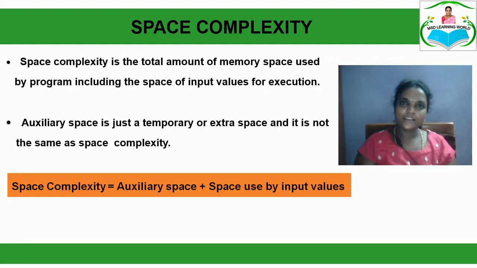Space complexity is the total amount of memory space taken by the algorithm, by the program, for its execution. The total amount of memory space is determined by the number of input values that you have used in your algorithm. So the space complexity is the sum of the space occupied by the input values and some auxiliary space that is utilized by the algorithm. The auxiliary space is nothing but some extra or temporary space that is used by the algorithm. So the space complexity is very important to calculate the efficiency of the algorithm.